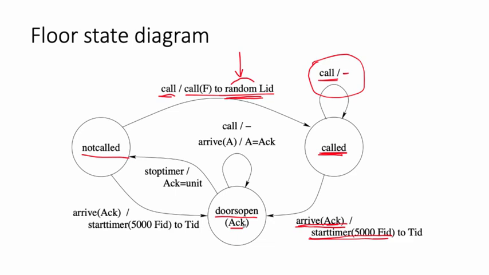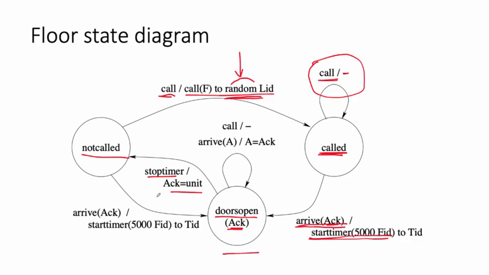I have also my acknowledgement in the state. So I'm waiting for the doors to close so that I can tell the lift to leave. So the ACK is a message going back to the lift saying it's okay to leave. Different things can happen now here. This is a complicated state, actually. If there's a stop timer, that means the door has closed. ACK is unit, the lift can leave.